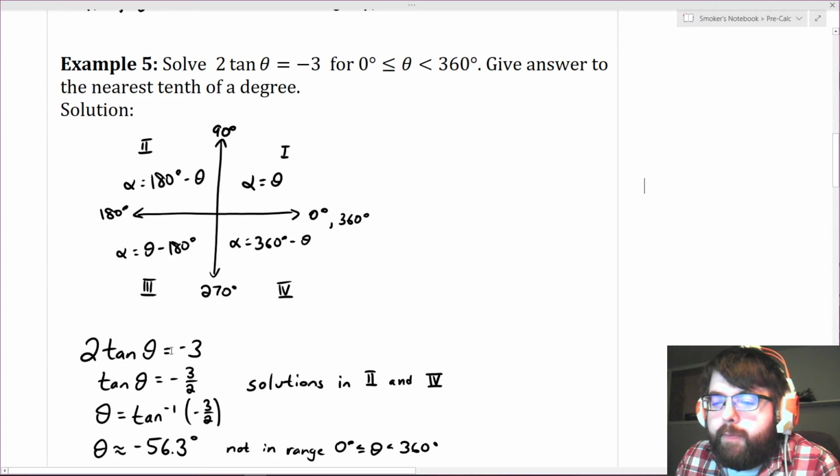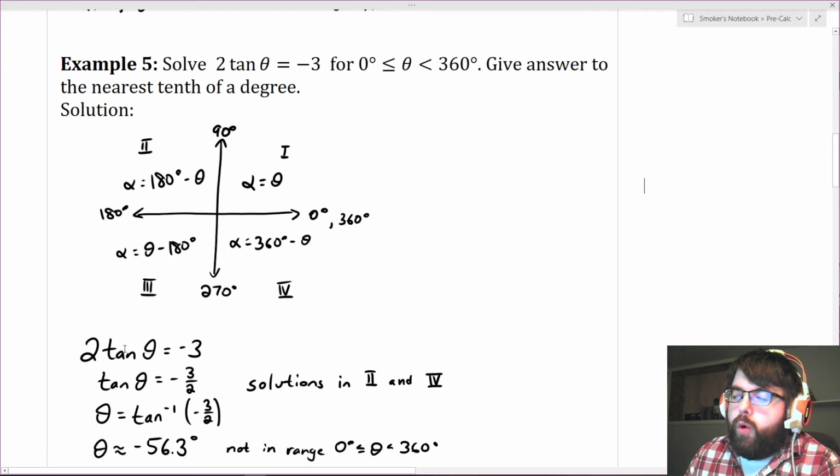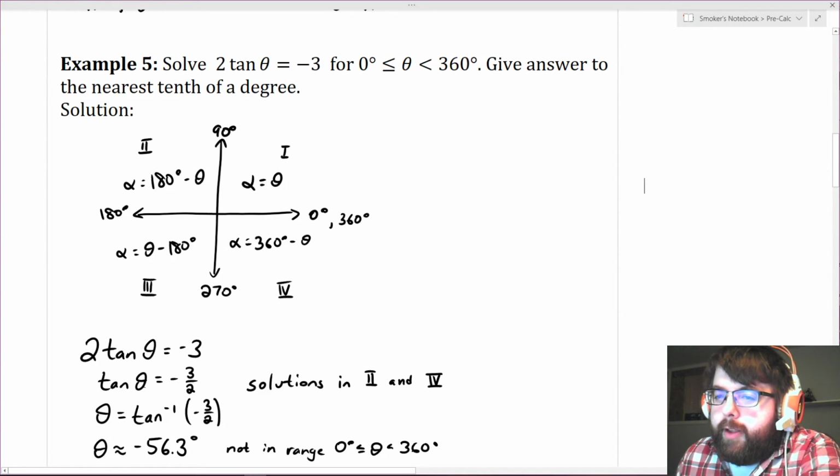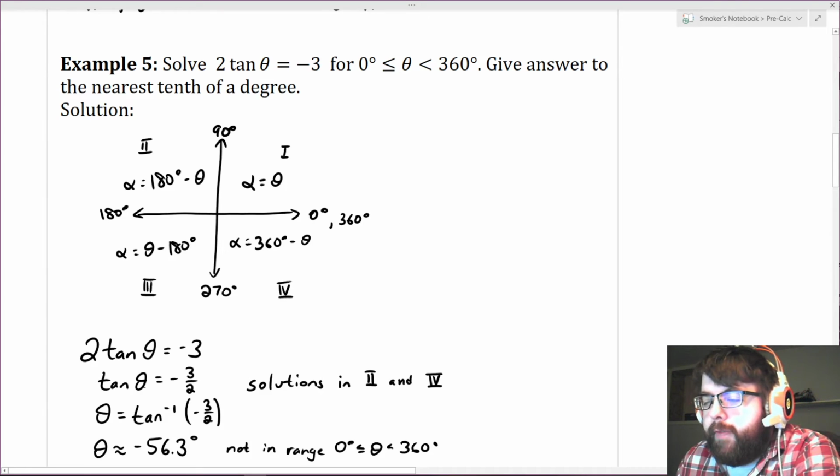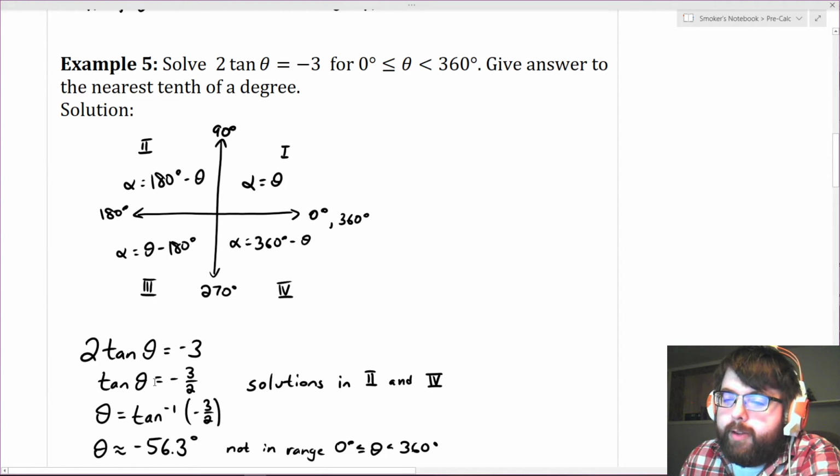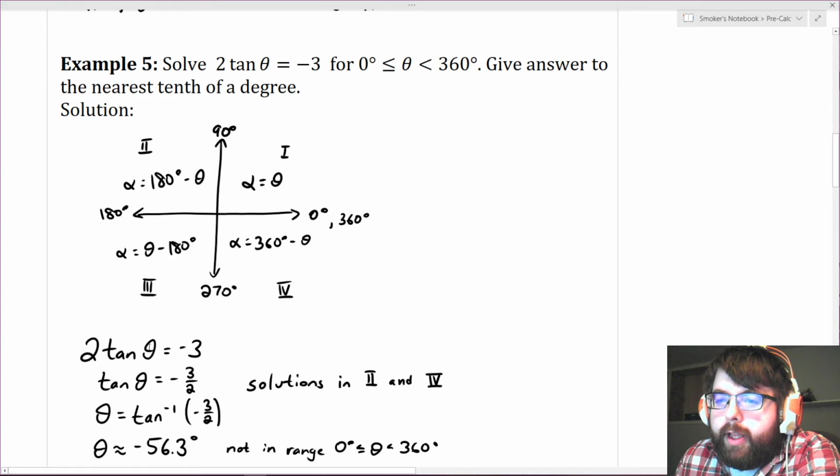Sometimes they might be a little more complicated, but they're usually not more complicated than any normal Algebra 1 solving equation problem. That's why these are called simple trig equations. It isn't because finding the angles is easy, it's because finding the tan theta is easy. So tan theta is equal to -3/2.